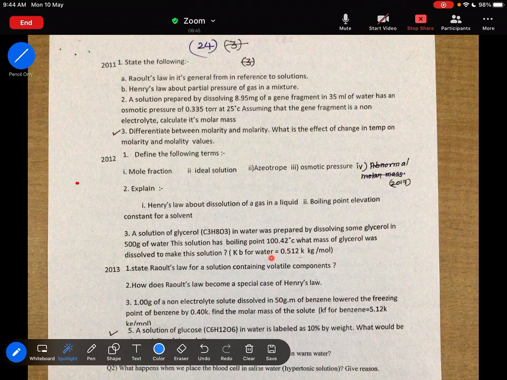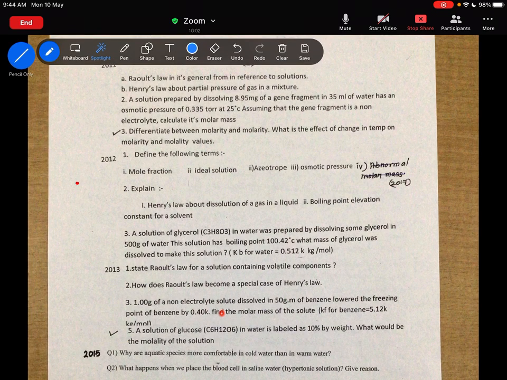Then this is a direct question. State Raoult's law. How does Raoult's law become a special case of Henry's law? How this can be discussed. It's a direct question, no problem.